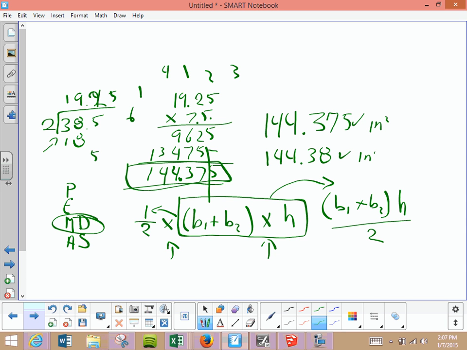Do you have any idea what I'm saying when I say average? No, the average of the bases. Base 1 plus base 2. When I say average, I'm talking about that. Yes. Oh, somebody raise your hand over there. Nobody? Are we good?